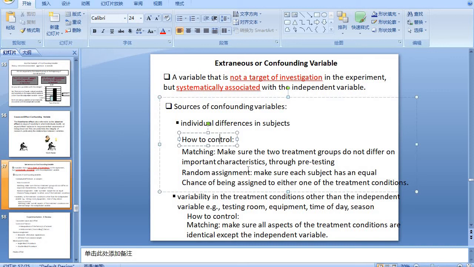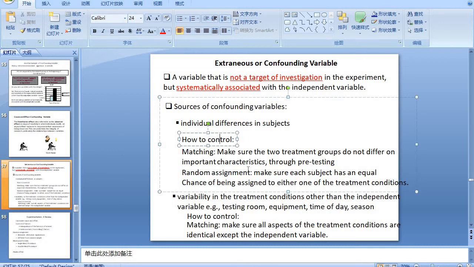Another way to control for individual differences is matching. You can match the different treatment groups on important variables. For example, both groups have the same proportion of male and female. Both groups have the same proportion of people of different ages, etc.